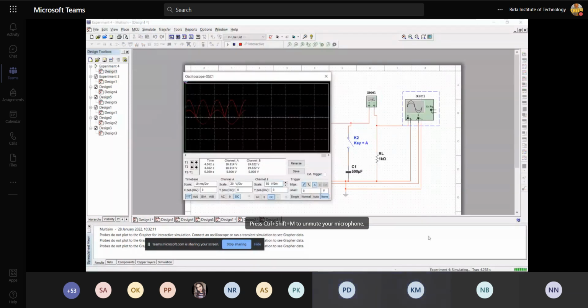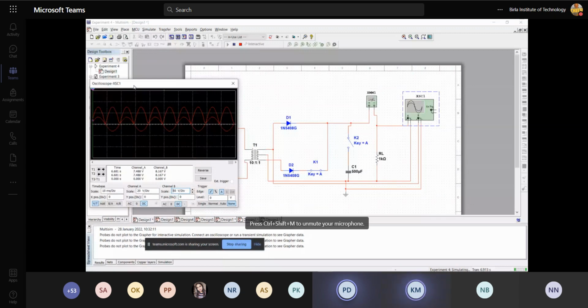Now it is showing like this. Yes, it is correct, ma'am. If you want to distinguish this output and input, just change the Y position. Change the Y position a little bit, then you will see both signals separately.